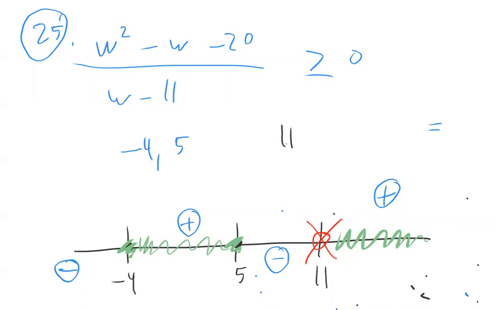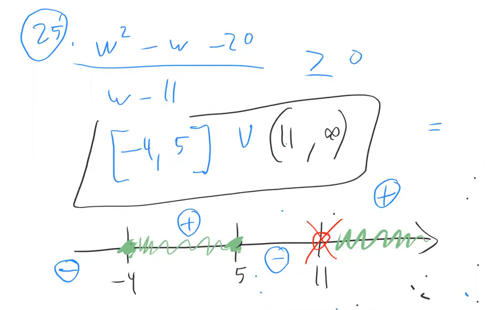Okay, that green part goes to infinity, so it's from 11 to infinity. Now you see these green circles right here, these are solid, they're included. So those would be brackets, and then another bracket, and then union, but the 11 has an X through it. So the 11 point is not included. So that would be a parenthesis. So the solution to this problem looks like this. Brackets around negative 4 to 5, and then union, parentheses around 11 to infinity.